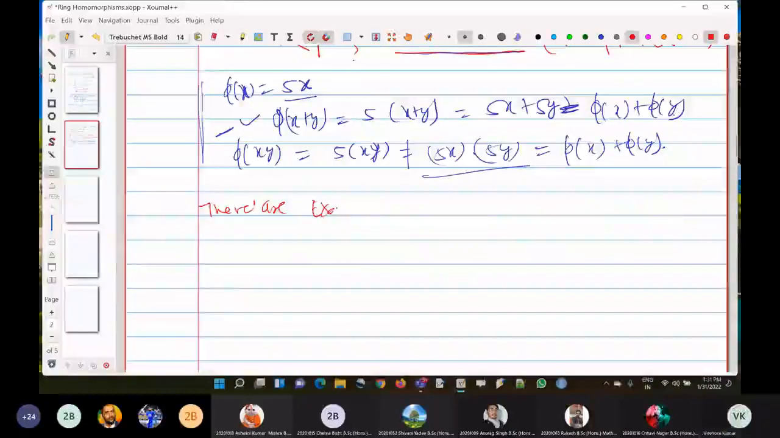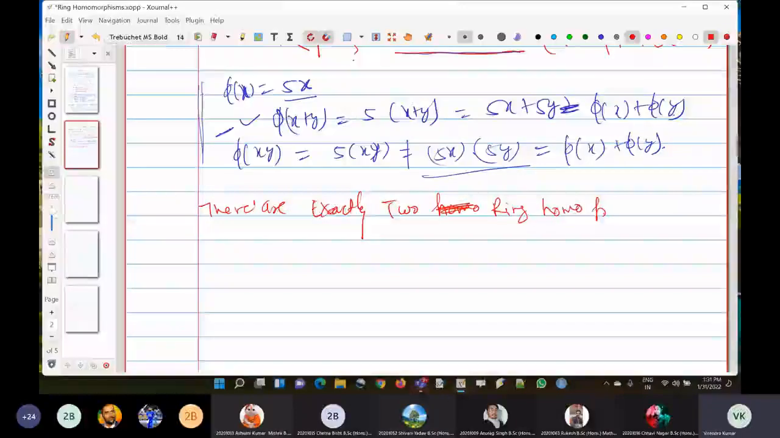exactly two homomorphisms. There are exactly two ring homomorphisms from Z to Z. Okay, so this you should note down.